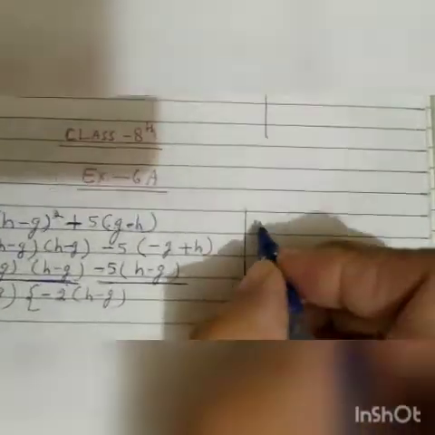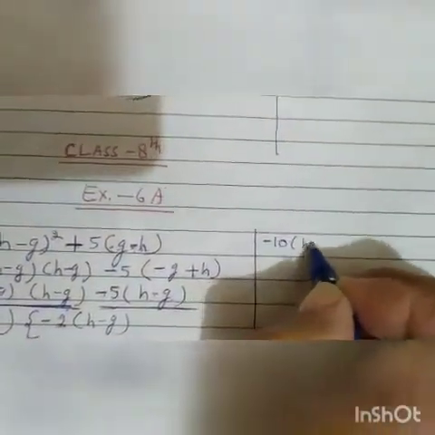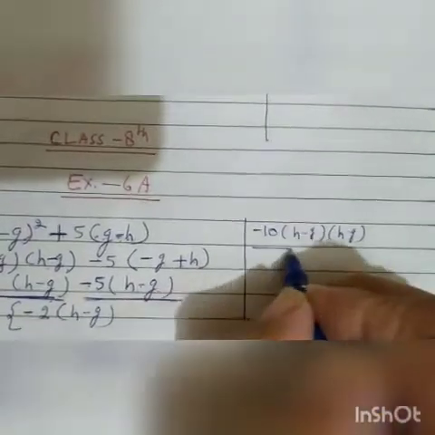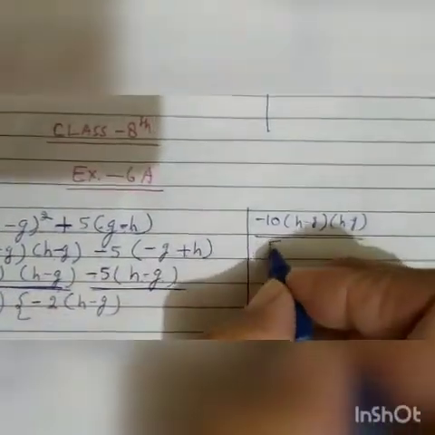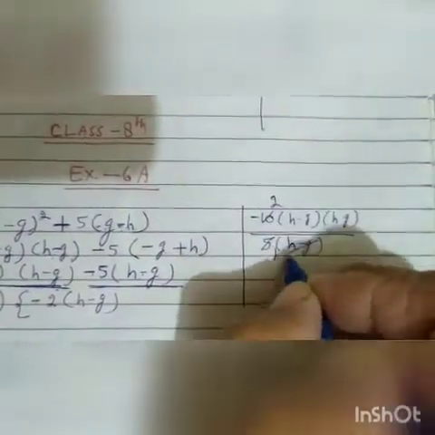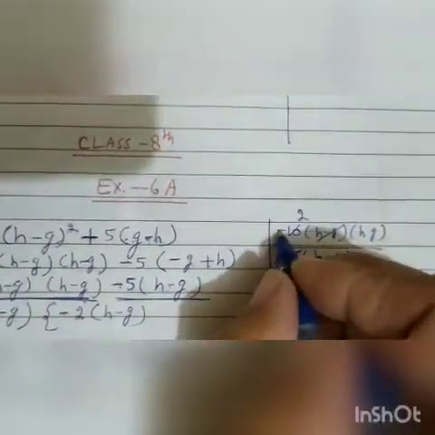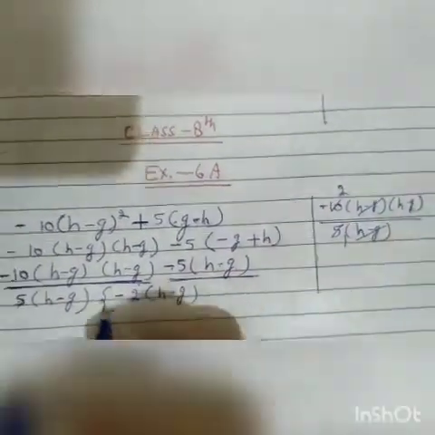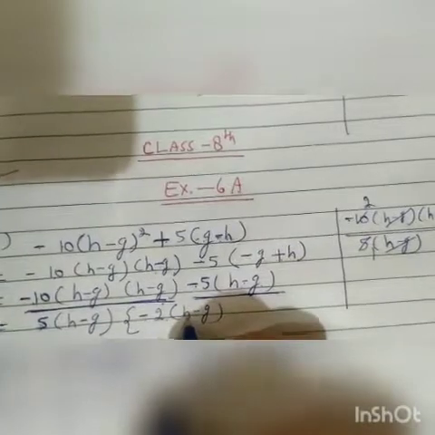Sorry, cancel. See here. Minus 10 (h minus g) is our first term and we have taken common 5 into (h minus g). 5 into 10, h minus g cancel. So what is the remainder? Minus 2 with h minus g. We have written minus 2 (h minus g).